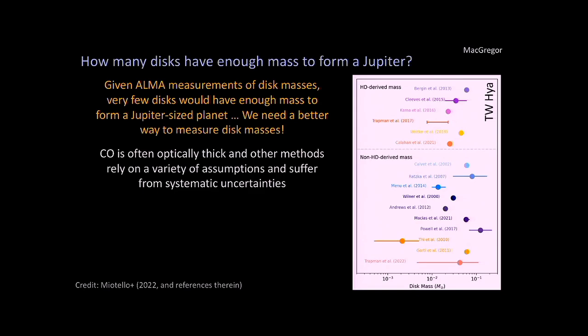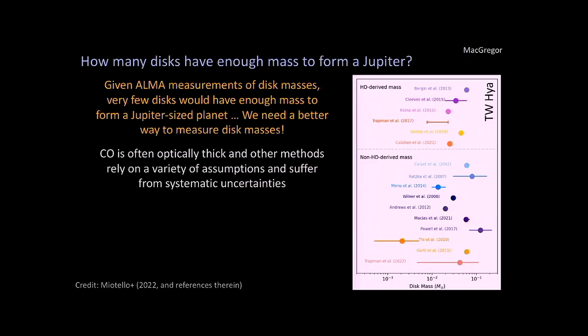That's a little bit uncomfortable because we clearly form giant planets. So the obvious answer is we're just probably wrong in how we're measuring the masses of planets. Because right now, we're using things like CO to try and trace the mass of H2, which is the bulk of the material in your disk. And CO could be optically thick. We don't really know the CO to H2 ratio.